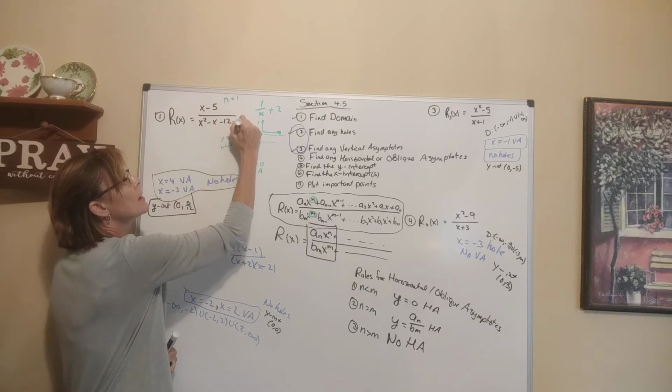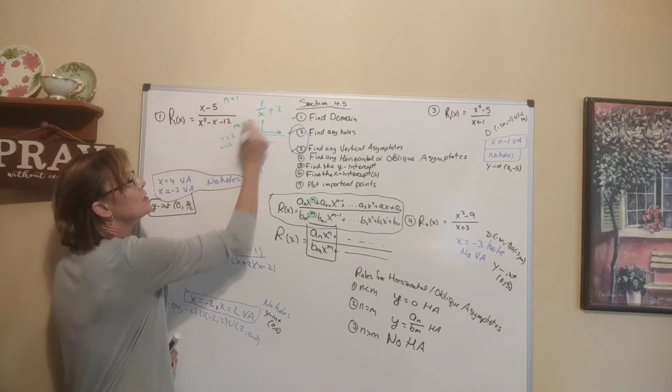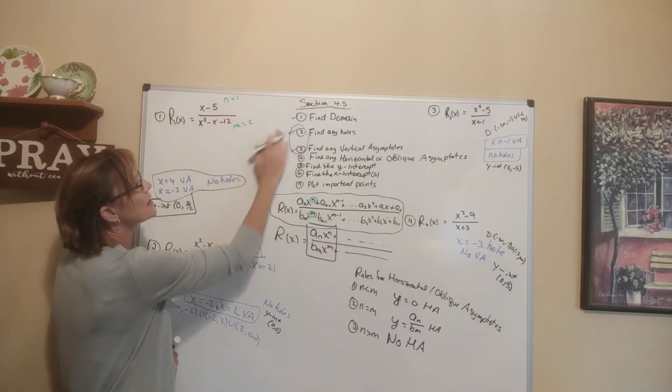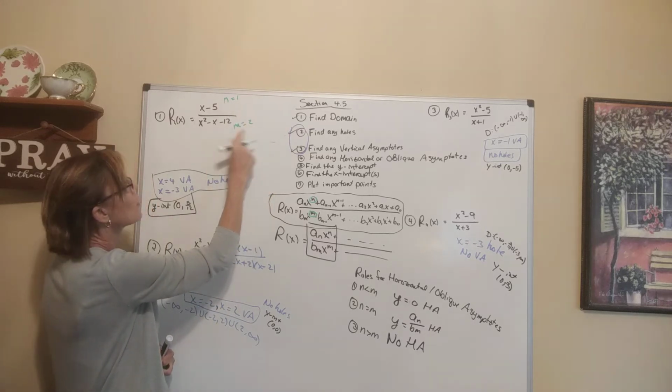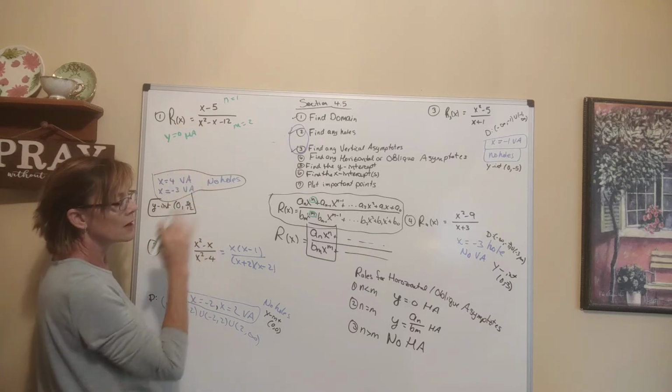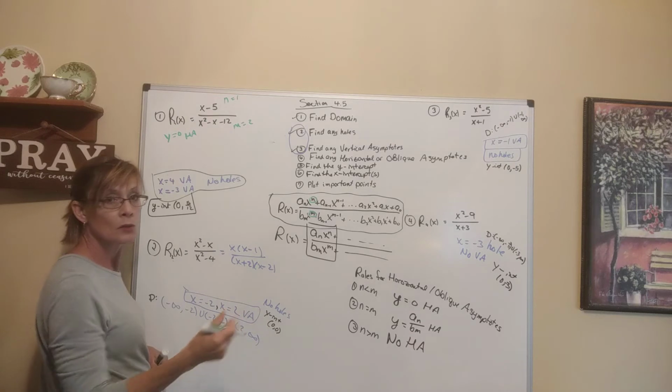The degree of the denominator, m, is 2. Let me erase this other stuff. m is 2, and in this case n is smaller than m, so automatically y equals 0 is the horizontal asymptote. Okay, that's the news for the horizontal and oblique asymptotes.